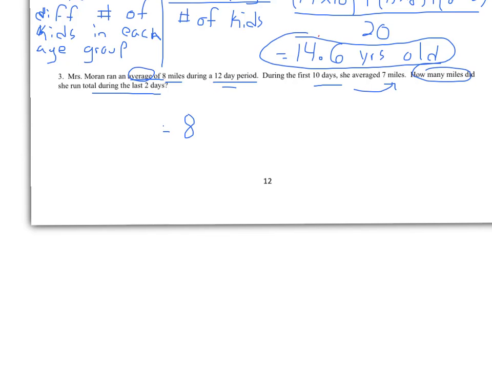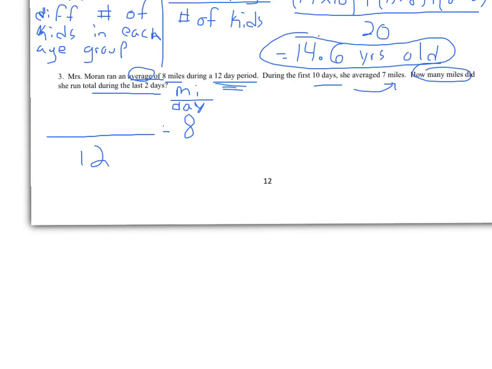Well, how would we figure out the average of miles run per day? Okay, well, we just said something really important. We're looking for the miles that she ran per day. So we need to divide by what? By the days. Well, how many days did she run? It's right there. She ran 12 days.